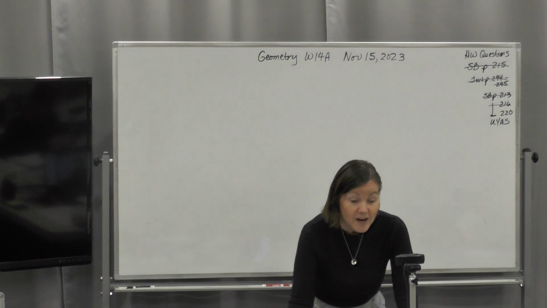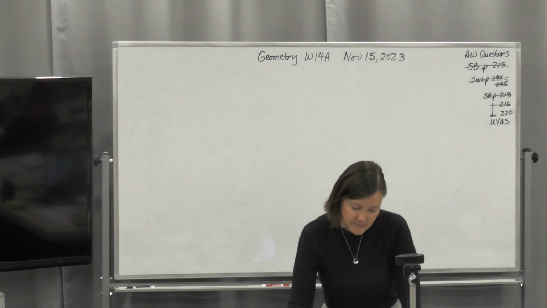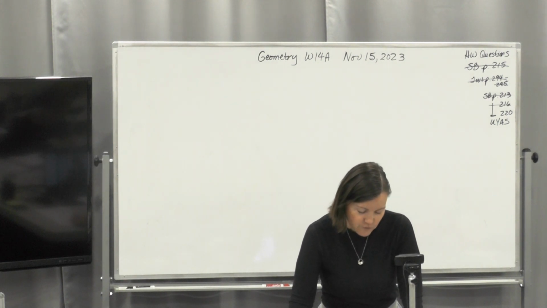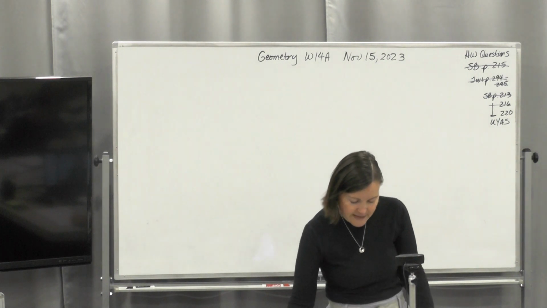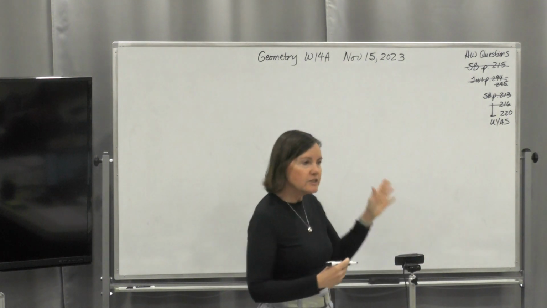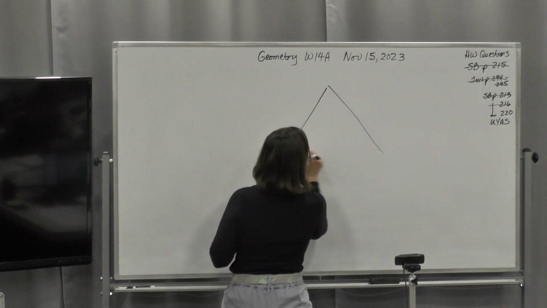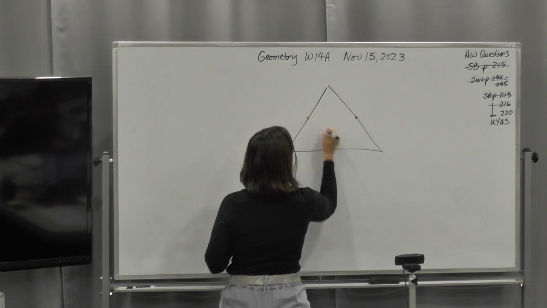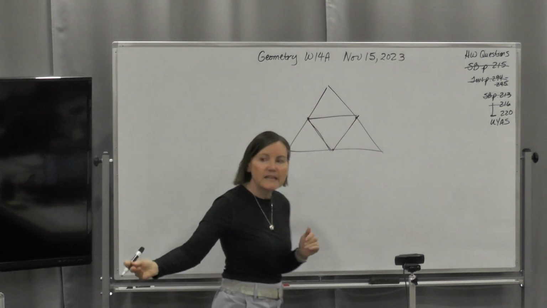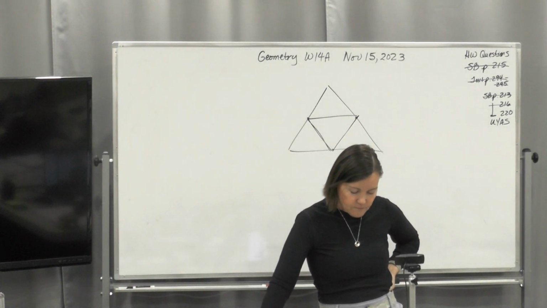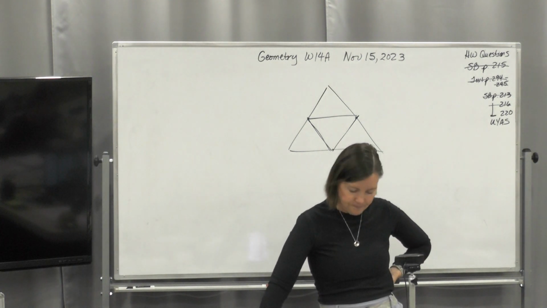The perimeter of a triangle formed by the mid-segments of triangle ABC is 14 inches. Okay, so what are we saying? We have a larger triangle, right? Some larger triangle. If we do the mid-segments, here, here, and here, what they're saying is the perimeter of this triangle is 14 inches, okay?